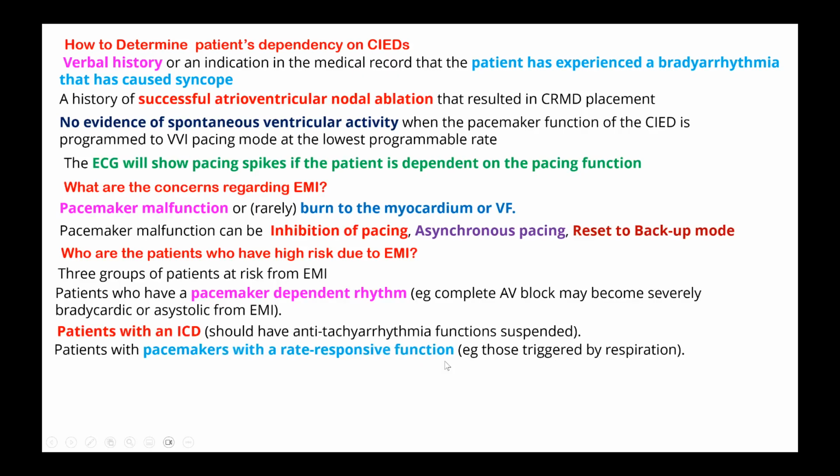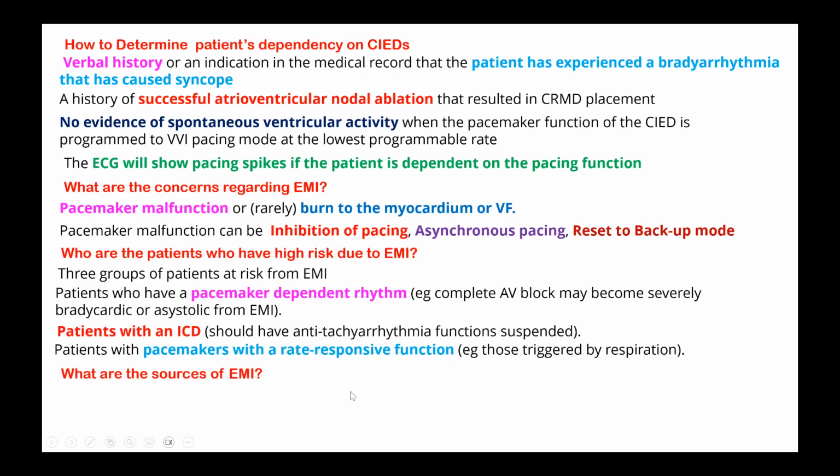The third group is pacemakers with a rate responsive function. These are four categories of pacing: asynchronous, single chamber, dual chamber, and rate adaptive function. That rate responsive function also will be very badly affected. So three groups of patients: patients with AV block, patients with VT and VF who are having ICD, and patients who have rate responsive mode of stimulation. These are the three groups which will be very severely affected. So we have to avoid the electromechanical interference in these cases very carefully. In all other cases, it may be very mild.